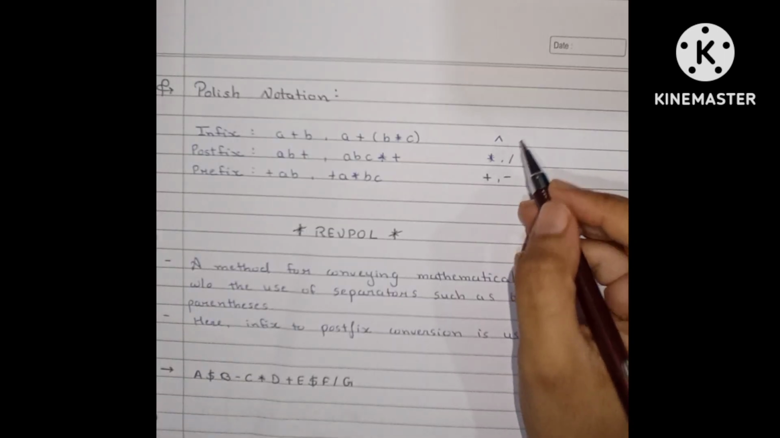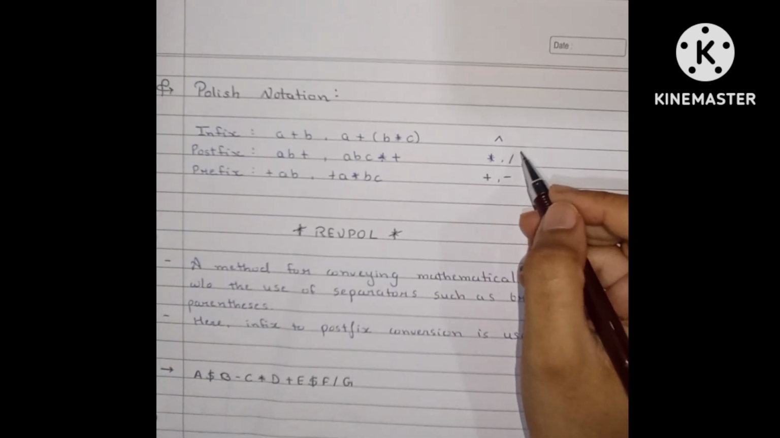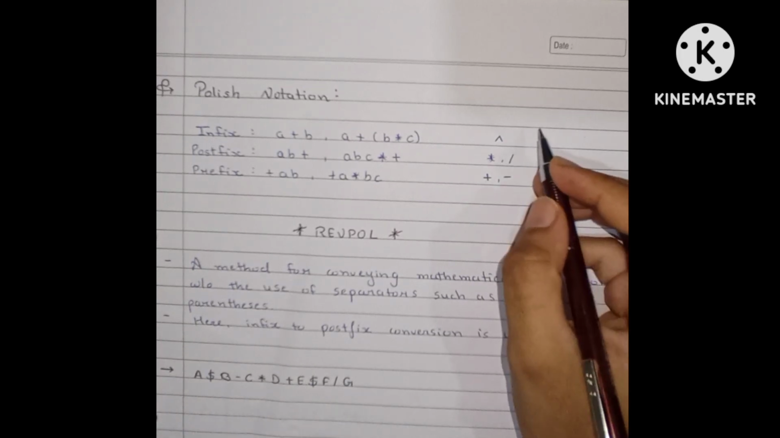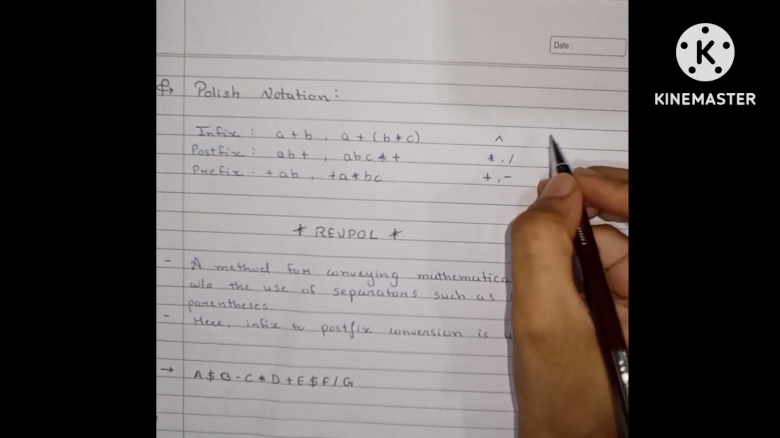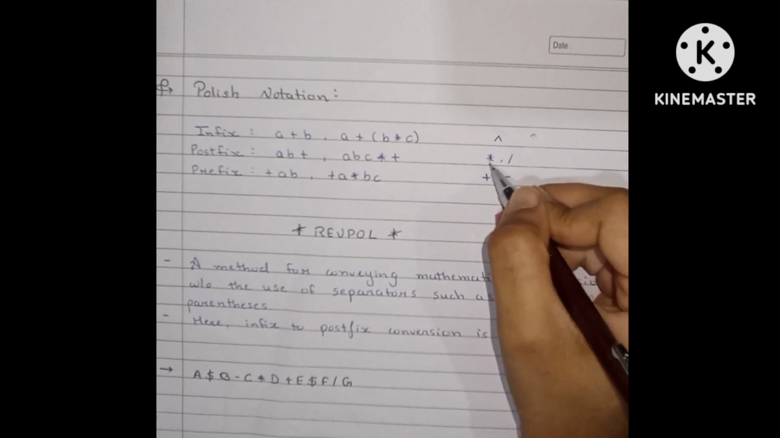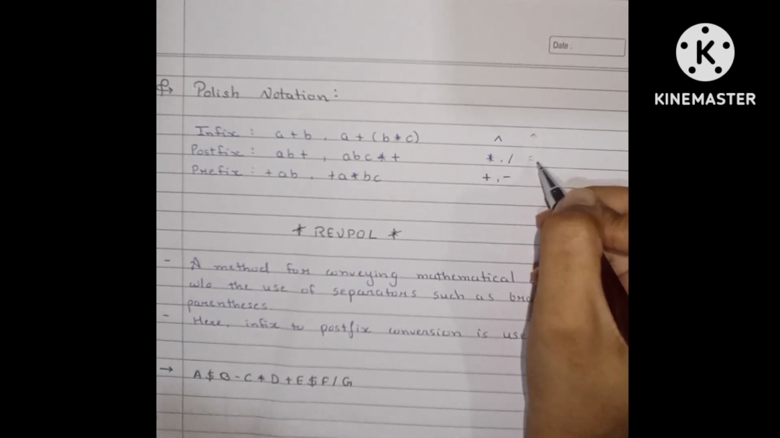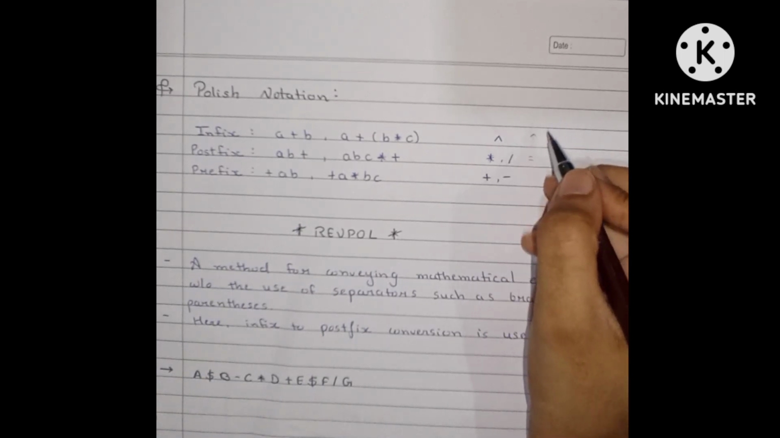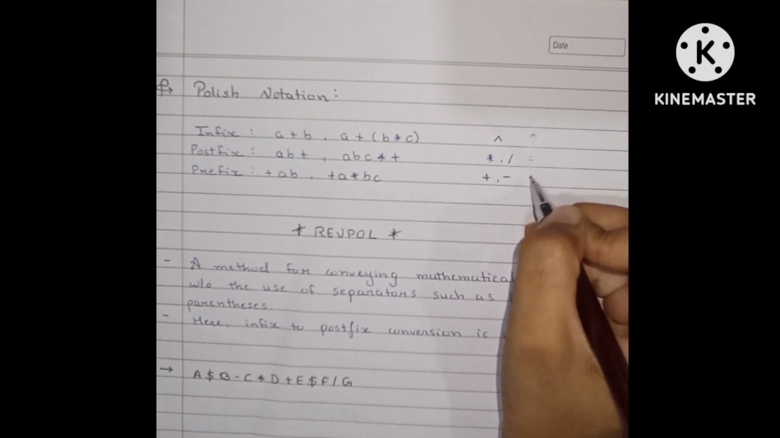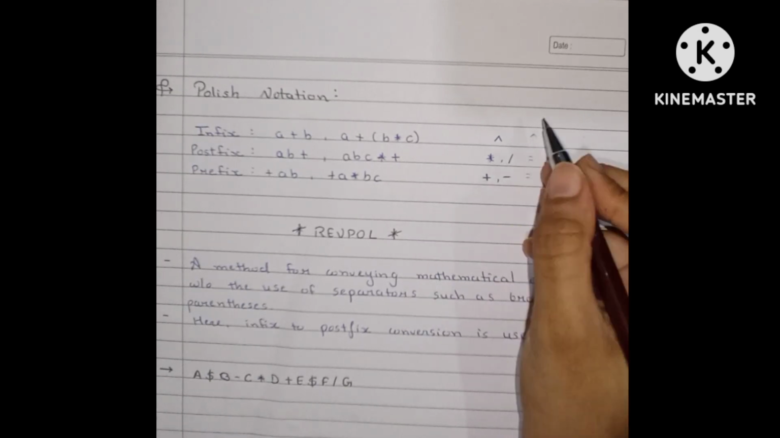For conversion of any expression to another expression, for example infix to postfix, it follows the precedence rule, where the caret has the highest precedence, multiplication and division have equal precedence but lower than the previous operator, and subtraction and addition have equal precedence but lower than the previous operators.